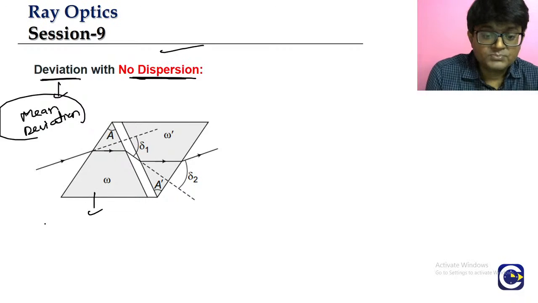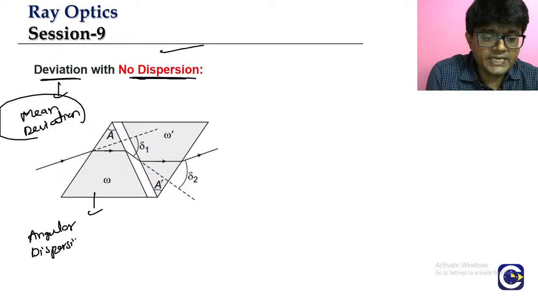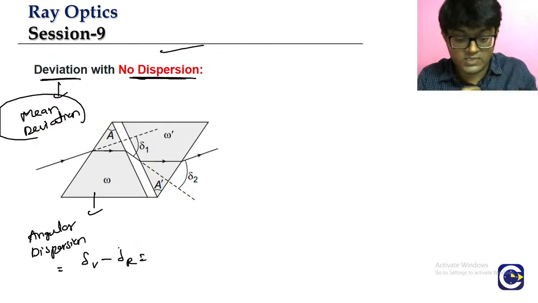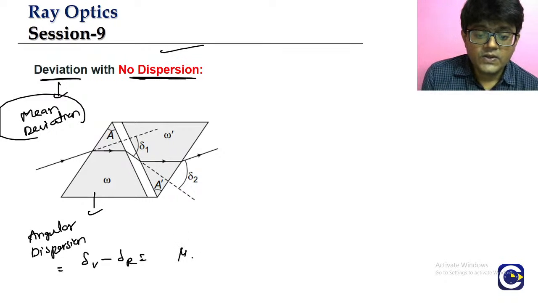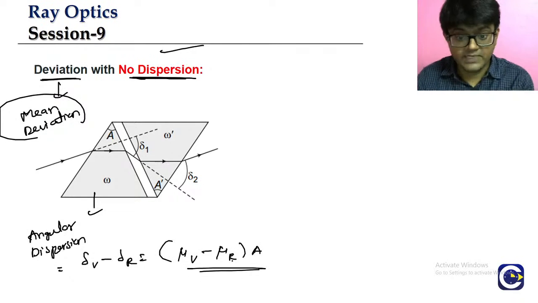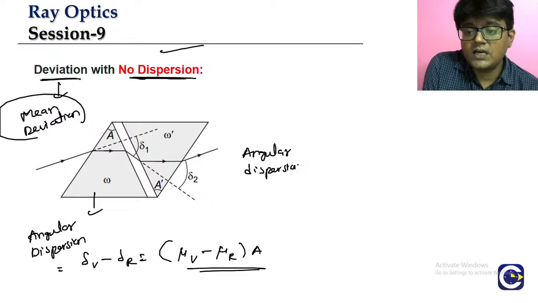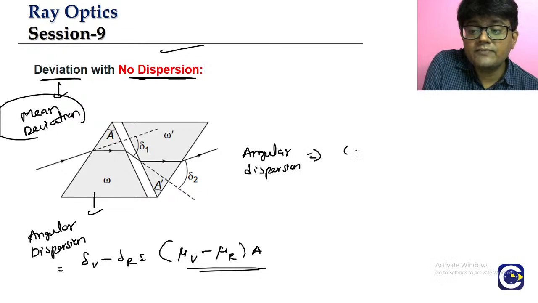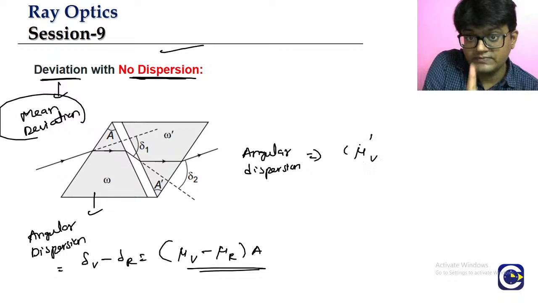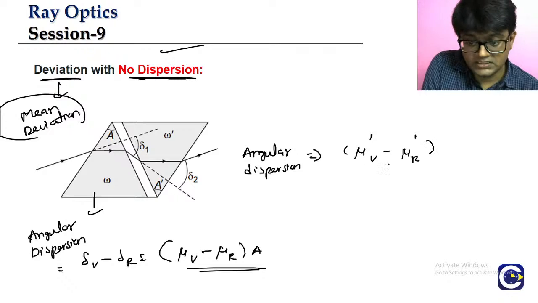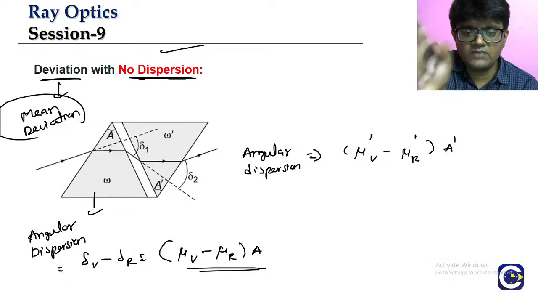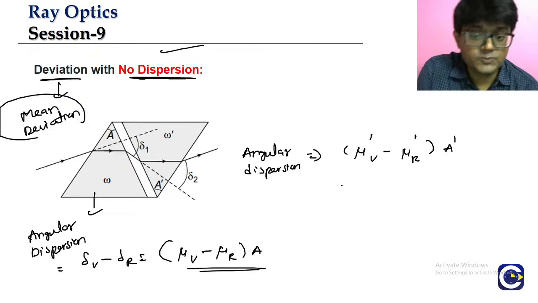Now look at it as it is. What is the angular dispersion here? Delta V minus delta R. In the case of prism 1, the angular dispersion is mu violet minus mu R into A. This is all for prism 1. What is the angular dispersion in the case of prism 2? Here I am going to use a different notation: mu violet dash for the second prism minus mu R dash into A dash. For the second prism, everything we are using is dashed. So this is the angular dispersion.